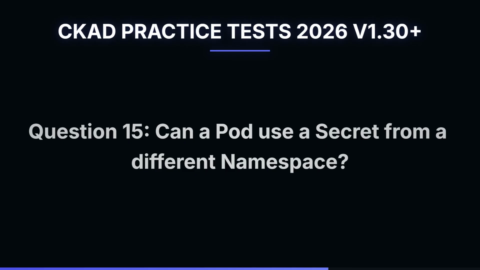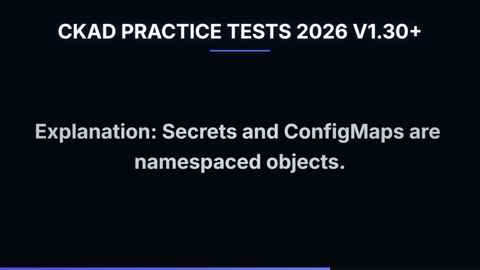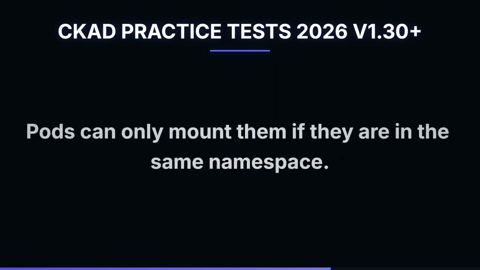Question 15. Can a pod use a secret from a different namespace? Answer: No, it cannot. Explanation: Secrets and config maps are namespaced objects. Pods can only mount them if they are in the same namespace.